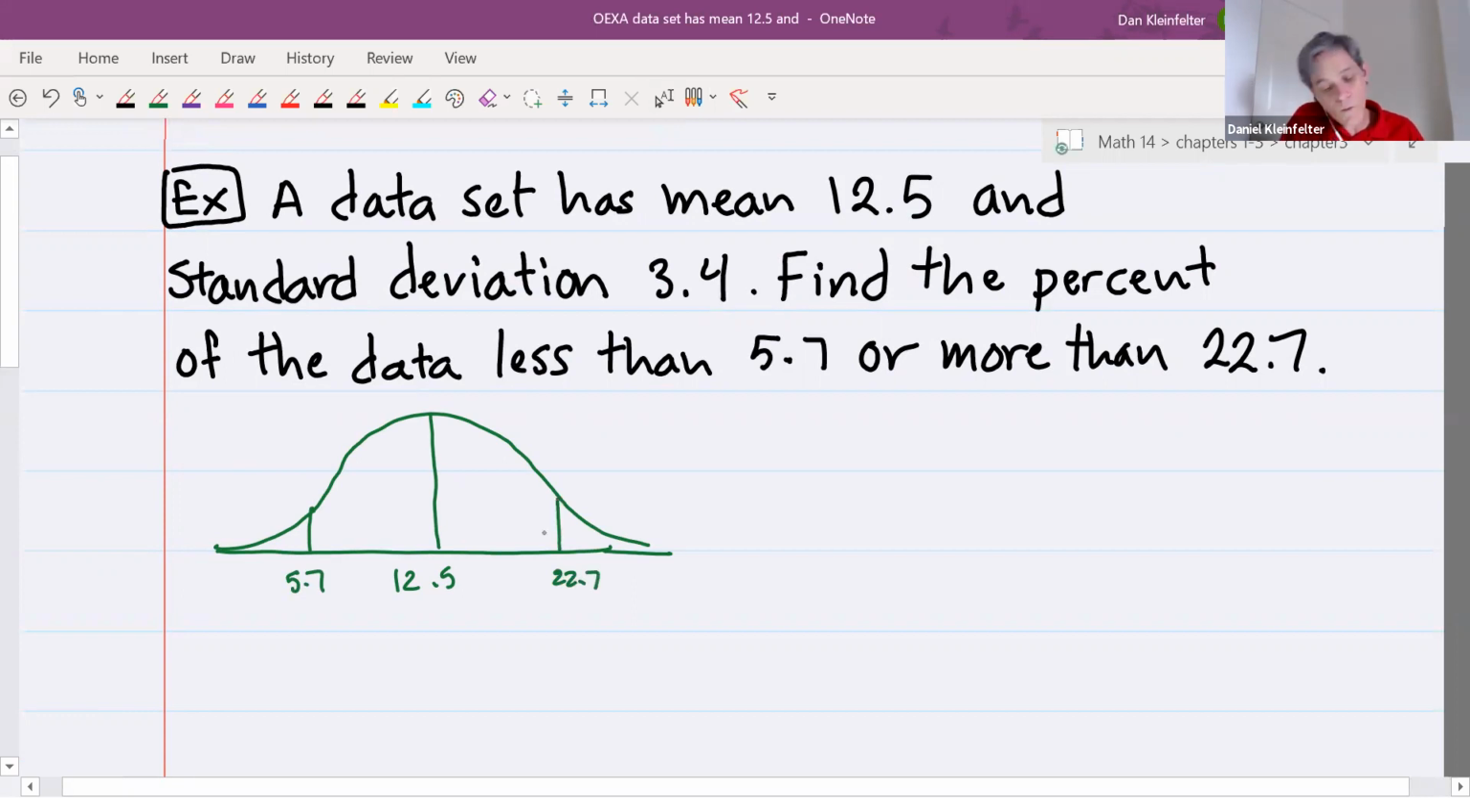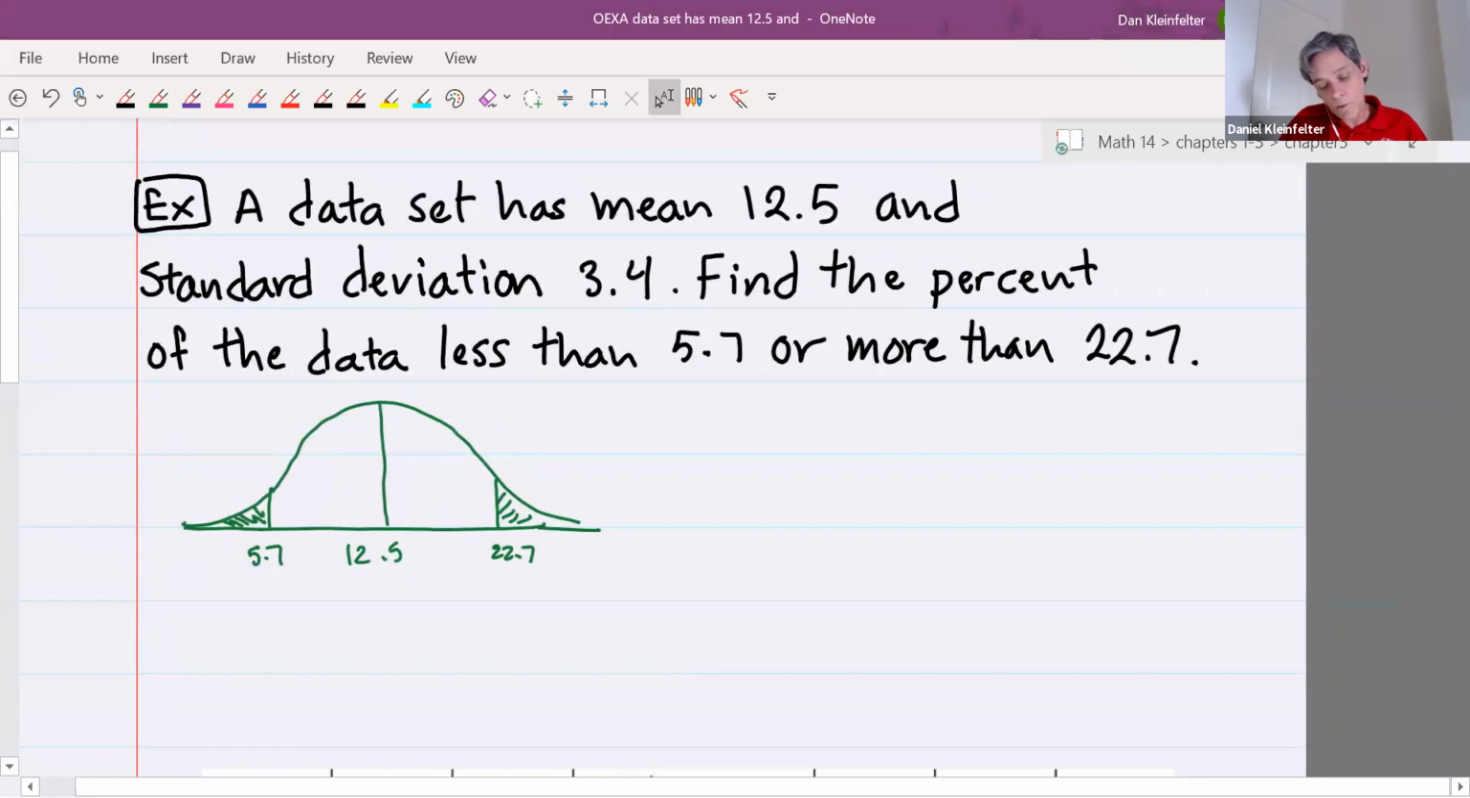So one thing different about this one versus our earlier examples is that instead of looking for the data in one interval, kind of including the mean, we're looking for the extremes this time, what's below 5.7 or above 22.7. So we just need to know how many standard deviations that is so that we can apply the empirical rule. So let me take 22.7 first.